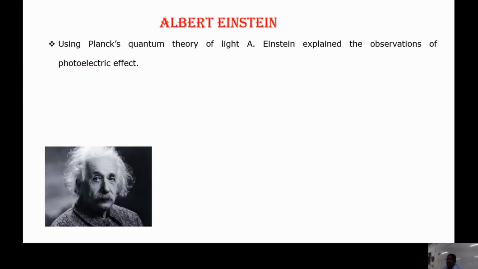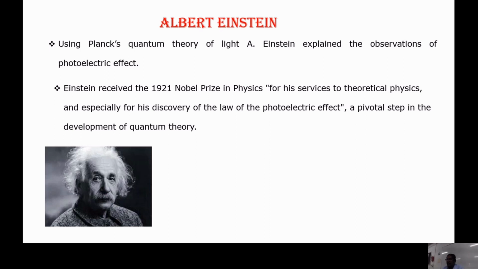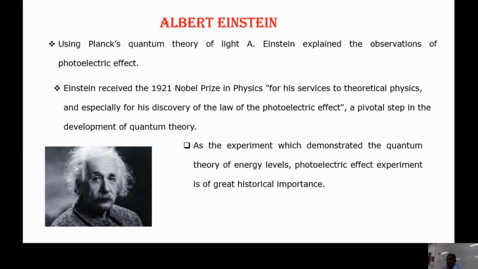In order to explain the photoelectric effect, Albert Einstein exploited Planck's quantum theory, and he explained the observations of the photoelectric effect. In fact, Albert Einstein received the Nobel Prize in Physics in the year 1921 for his outstanding contribution in the understanding of photoelectric effect. Though Einstein is very famous for E equal to mc square, he got the Nobel Prize for his contribution in photoelectric effect. As the experiment which demonstrated the quantum theory of energy, photoelectric effect is a very significant experiment from the historical point of view.